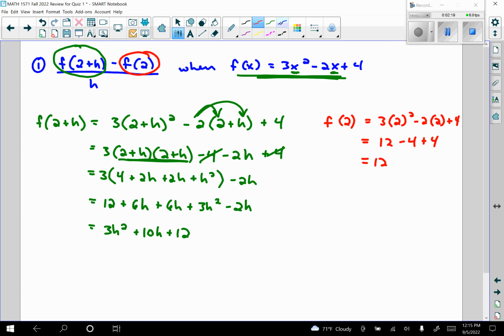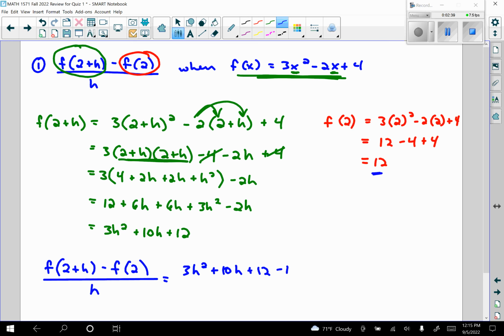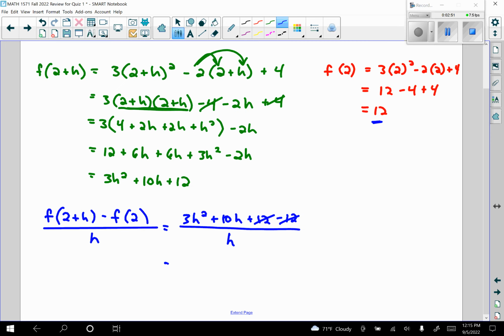So now when I put this all together, f of 2 plus h minus f of 2 all over h now becomes, this is f of 2 plus h, 3h squared plus 10h plus 12 minus f of 2, so just minus 12. And you know you're going to do this right is if all your constants, or all of your terms that don't have an h, cancel out. And that's what's going to happen with the 12s. Those cancel out. And now I'm just left with 3h squared plus 10h over h.